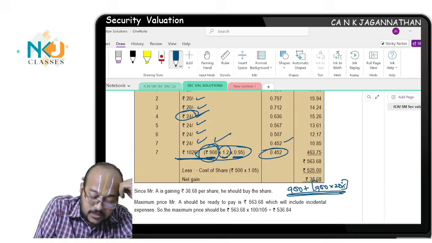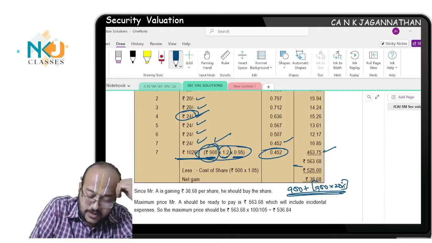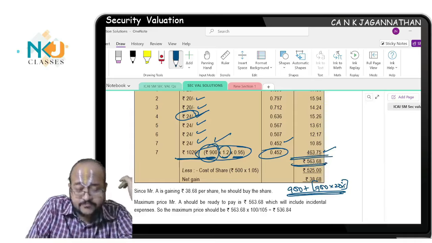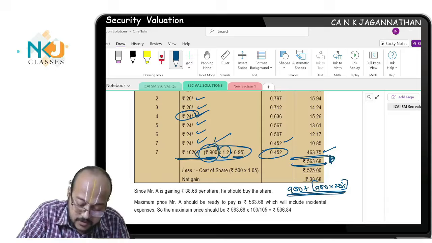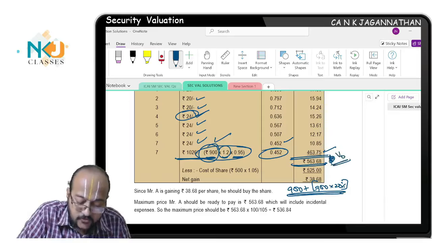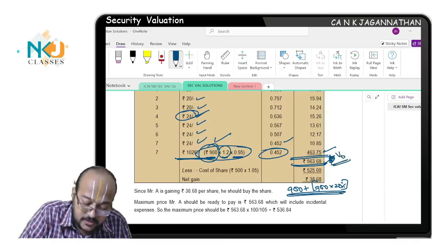Then you discount at the same discounting rate of 7%, and you will get the value. How much is the value? 563.68. This is the value of the share. This is not at the end of the 7th year. This is P0, V0, the fair value today: 563.68.